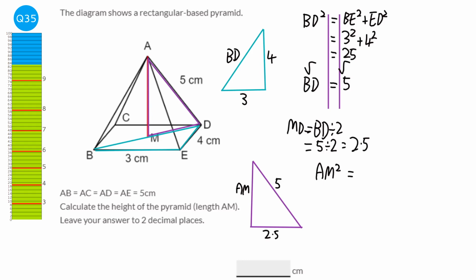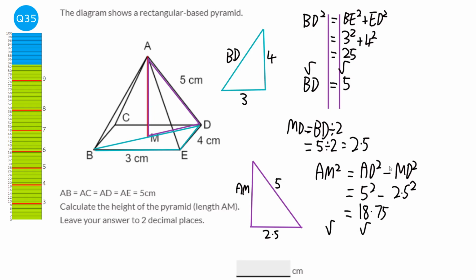So AM squared is going to equal AD squared, take away MD squared, and AD squared is going to be 5 squared minus 2.5 squared, which is going to equal 18.75. Then we'll square root both sides.